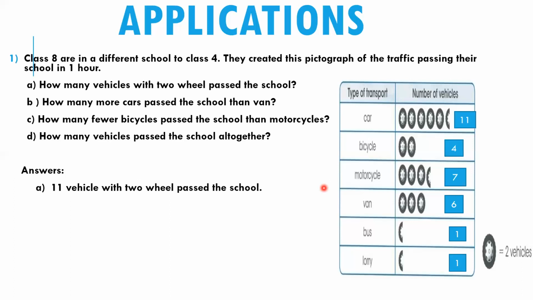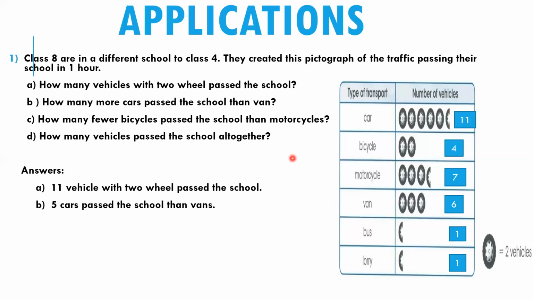Now B part, how many more cars pass the school than van? So for finding the answer for this B part, we need to know how many cars and how many vans are there. So from this pictograph, it is 11 cars and 6 vans. So what actually the question B asked, how many more cars pass the school than van? That is the difference. So 11 minus 6, what is the answer? That is 5. So the answer for the B part is 5 more cars pass the school than vans.